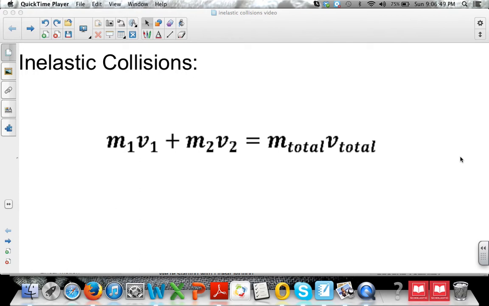Alright, so you guys should have taken notes on collisions on Friday. So now we're going to start calculations. And we're going to just focus on inelastic first because they're a little bit simpler. So an inelastic collision is when you have two objects that are moving towards each other and then they collide and they stick together. So they start out as two different masses.